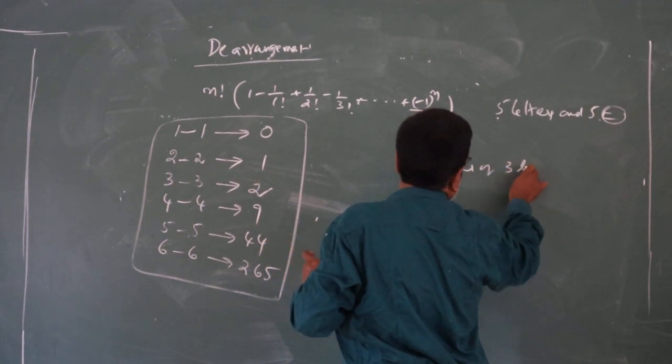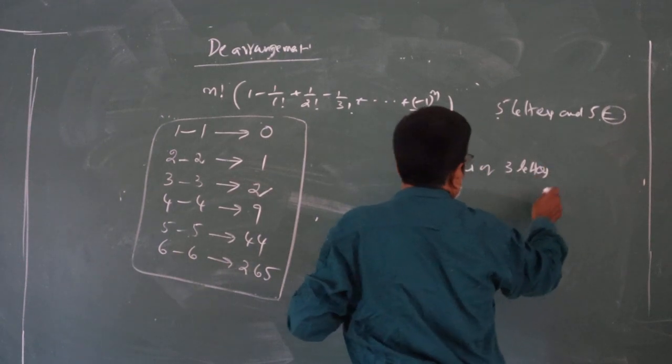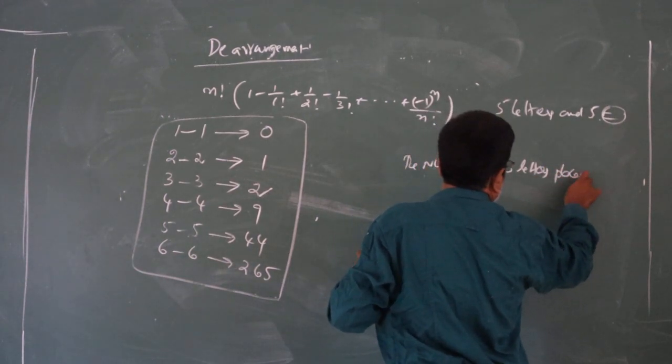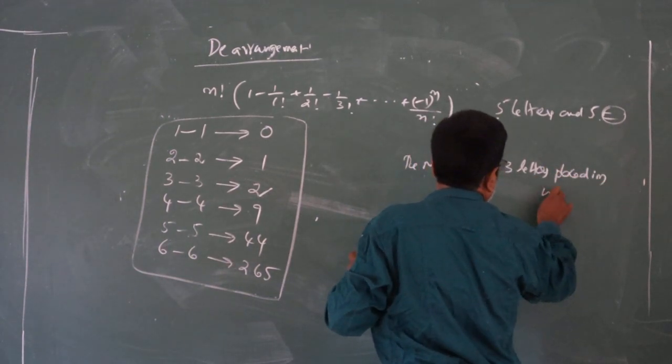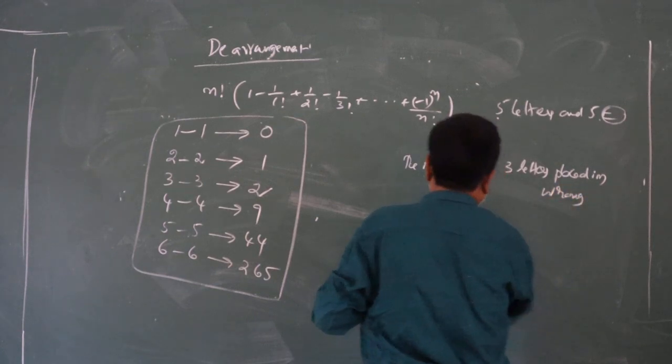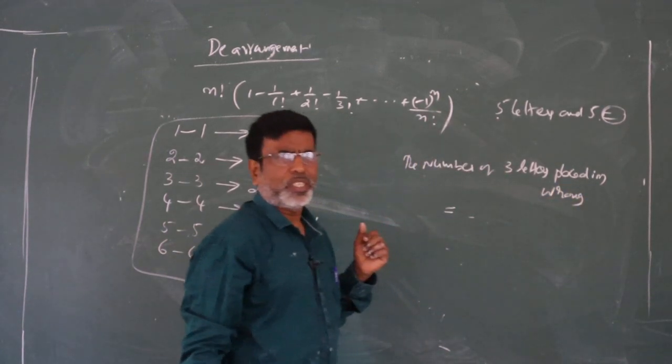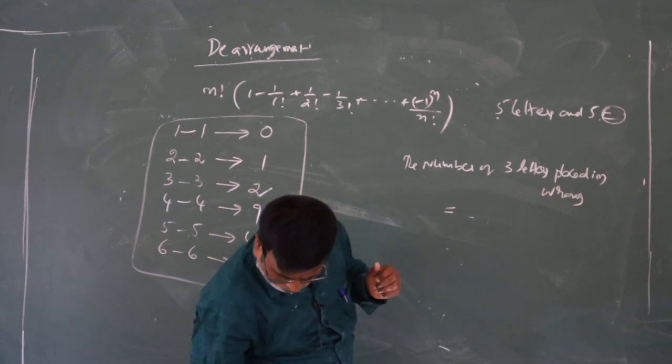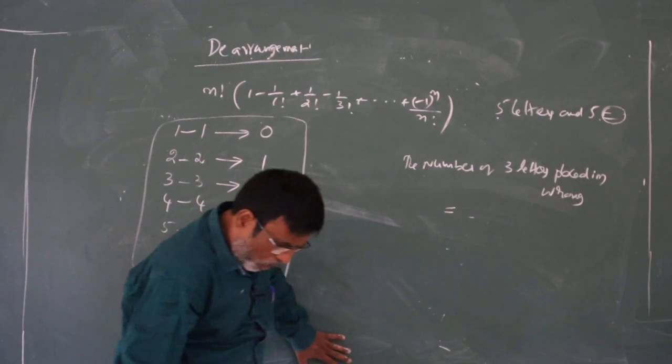So 3 letters placed in wrong. Placed in wrong means only 2 are correct. So only 2 are correct.